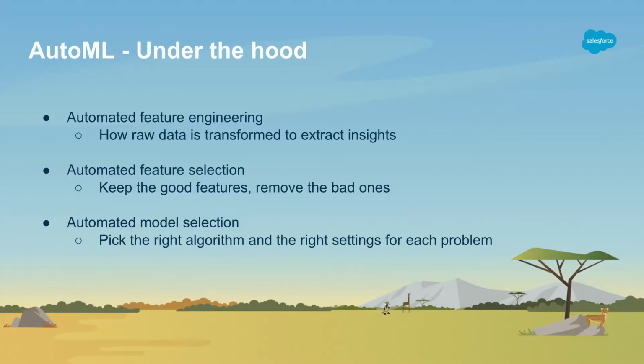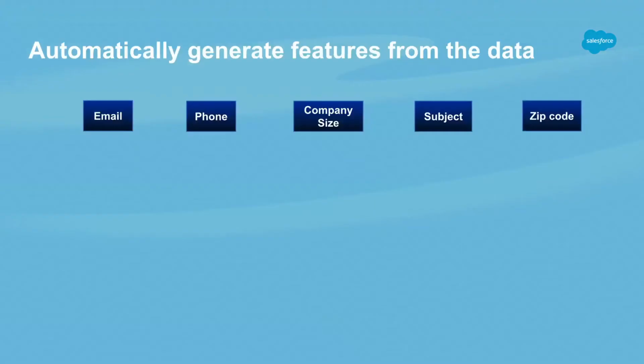We have to automate picking the right model for the right problem and the right settings for that right model. So we'll step through each of these one by one and go through a little overview and a code example of how our platform actually solves this.